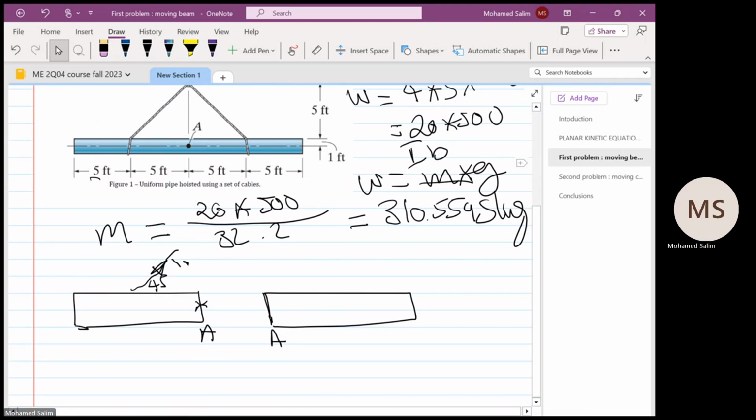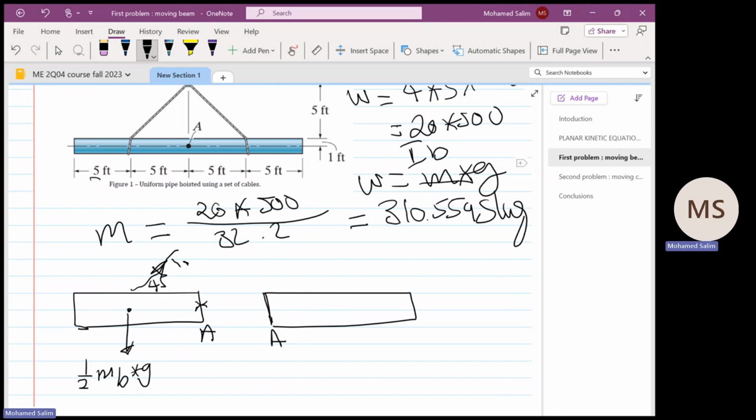The weight. And the weight here will be half M of the beam, because we divided the beam into half, times G. What else? $5,000? Yeah, this is weight, 5,000, okay. Okay, as a number, yeah.